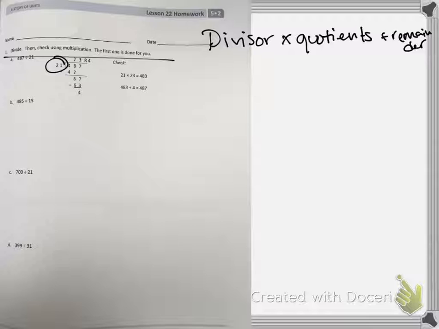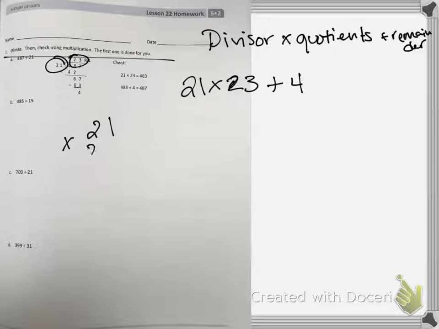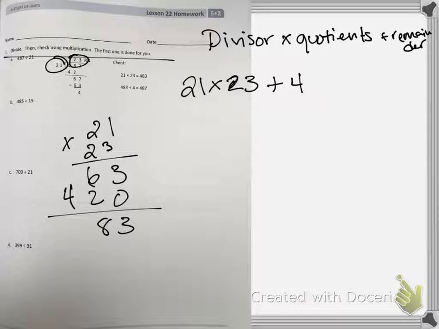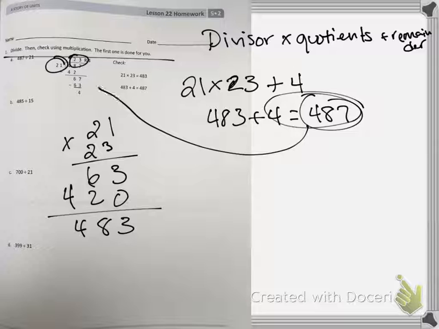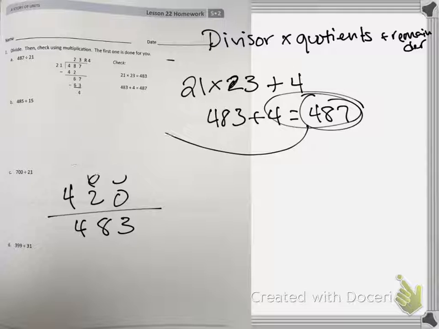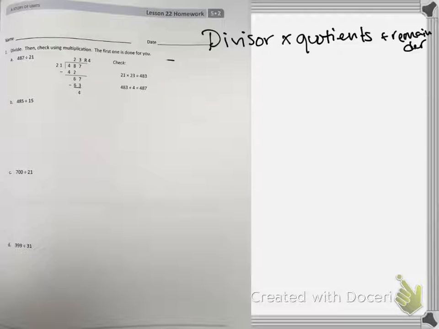This one right here, the divisor was 21. Quotient was 23. Remainder was 4. 21 times 23. 3, 6, 0, 2, and then 2 times 2 is 4. 483 plus 4 equals 487. Does our answer equal the dividend, which is over here, 487? It does. So that is how we check our work. We still need to make sure we're checking our work. I'm starting to see students not checking the work and coming up to me and asking if that answer is correct. Again, we have to check our work.